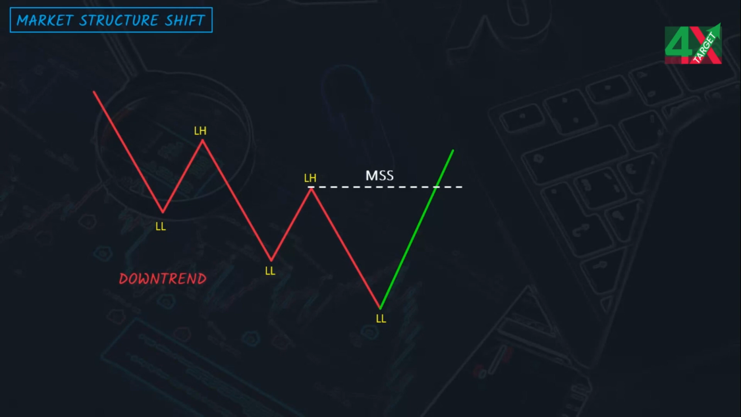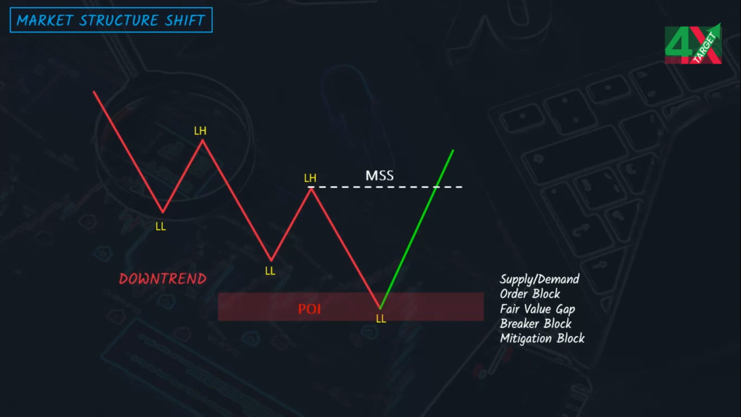But not every shift is valid. A valid market structure shift must originate from a higher time frame point of interest, such as a supply, demand, order block, fair value gap, breaker block, or mitigation block. When a shift aligns with one of these institutional footprints, it confirms that the market is not just retracing, but truly reversing direction with institutional intent.